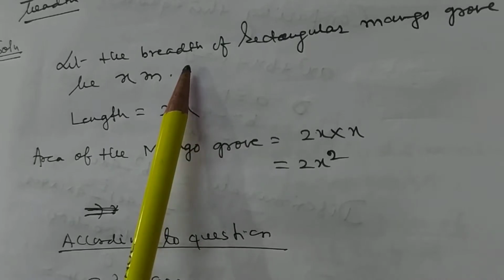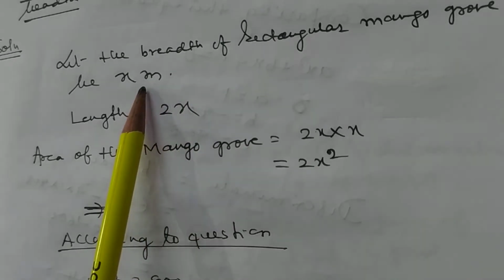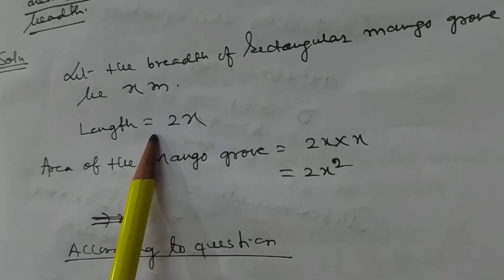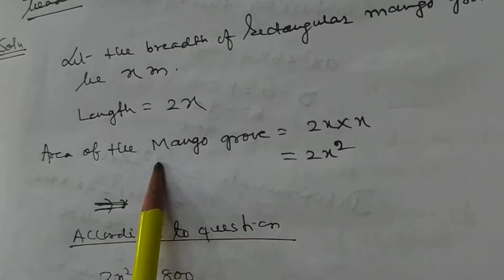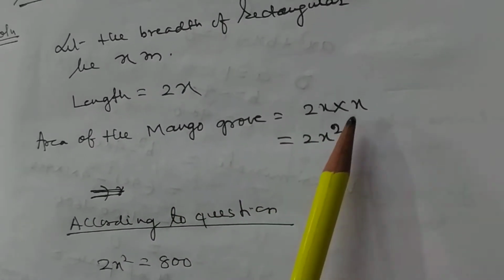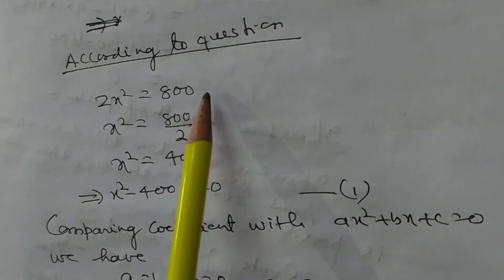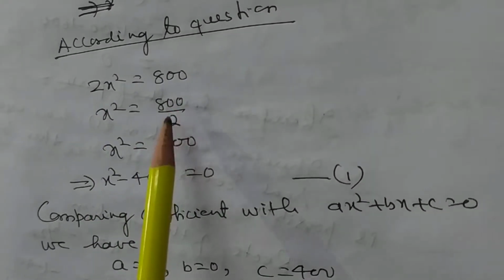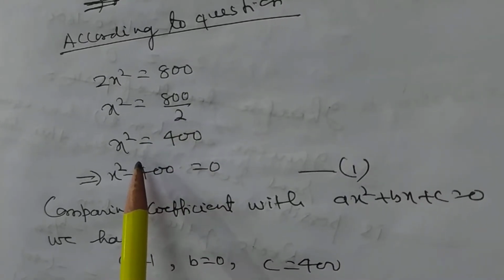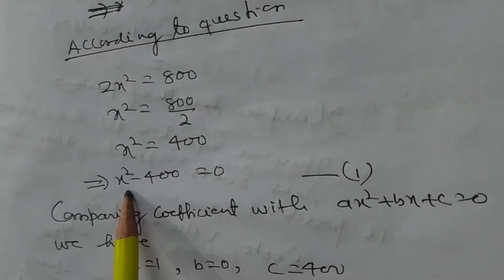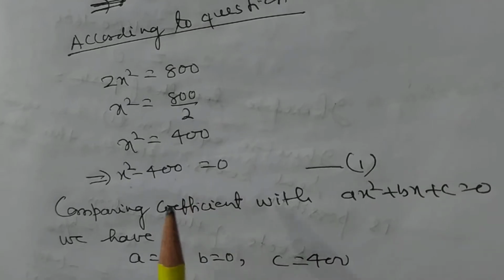ब्रेड्थ इज शॉर्ट, सो विल कंसीडर ब्रेड्थ इज इक्वल टू x मीटर. लेंथ इज लॉन्ग, सो इट विल बी 2x. एरिया ऑफ द मैंगो ग्रोव इज इक्वल टू 2x इंटू x, 2x स्क्वायर अकॉर्डिंग टू क्वेश्चन. 2x स्क्वायर इज इक्वल टू 800, x स्क्वायर इज इक्वल टू 800 बाई 2, x स्क्वायर इज इक्वल टू 400, x स्क्वायर माइनस 400 इज इक्वल टू 0.